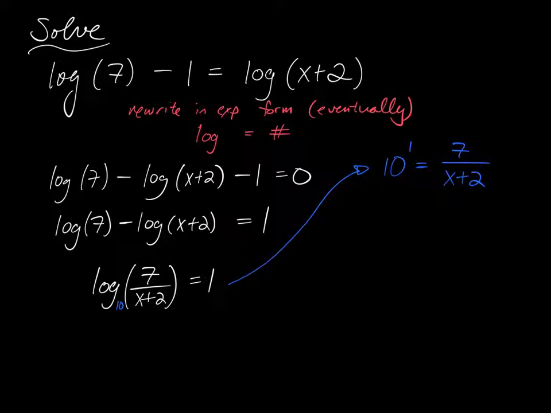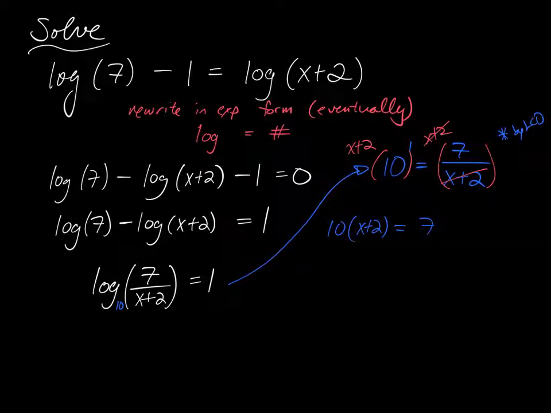Now all we need to do is multiply both sides by the LCD, and the LCD in this case is x plus 2. So let's go ahead and make that happen. X plus 2 will cancel, and I'm going to multiply this by x plus 2. So this leaves me with a new equation of 10 times x plus 2 equals 7.